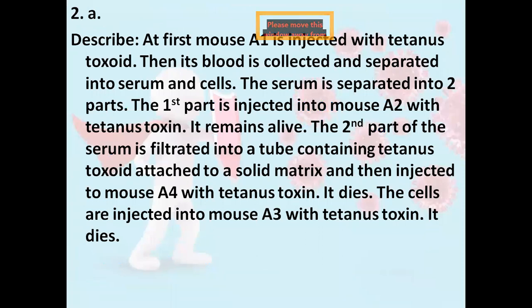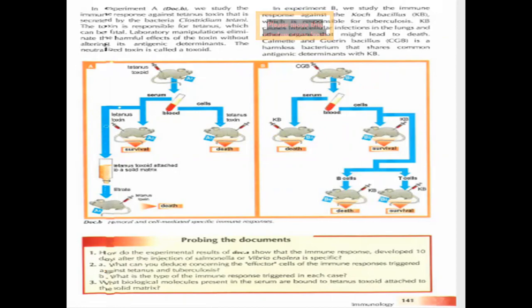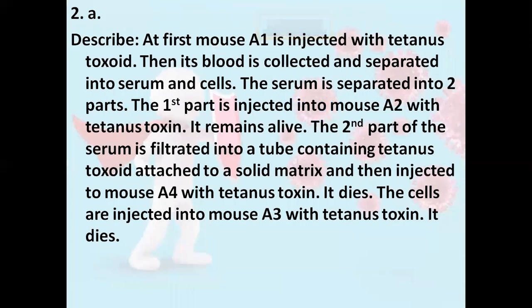I describe the experiment. I will do describe part 2, what can it reduce and what is the type of the immunity present. The description is not required, but I am reminding you of them. At first, mouse A is injected with tetanus toxoid, then its blood is collected and separated into serum and blood cells. The serum is separated into two parts. The first part is injected into mouse A2 with tetanus toxin. It remains alive. Then the second part of the serum is filtrated into a tube containing tetanus toxoid attached to a solid matrix, and then injected into a mouse, and tetanus toxin is given. It dies. Then the blood cells are injected into mouse A3, it dies.